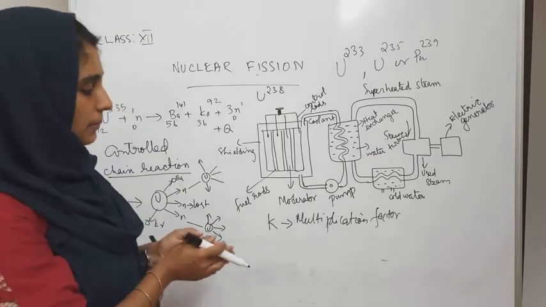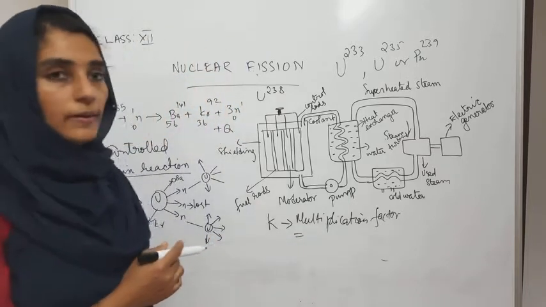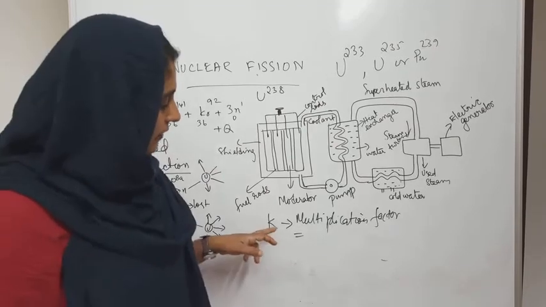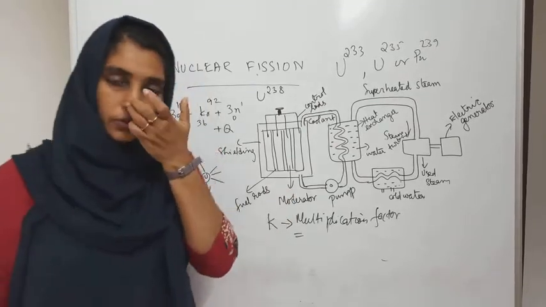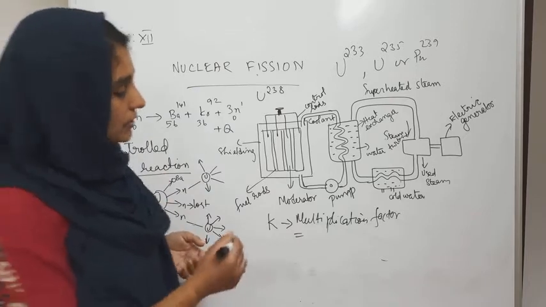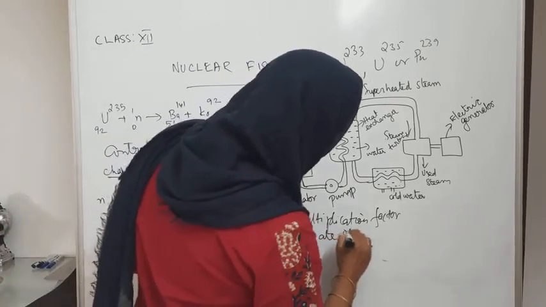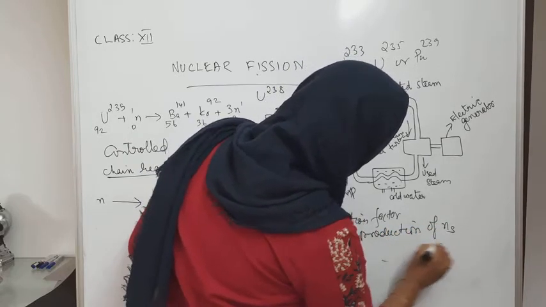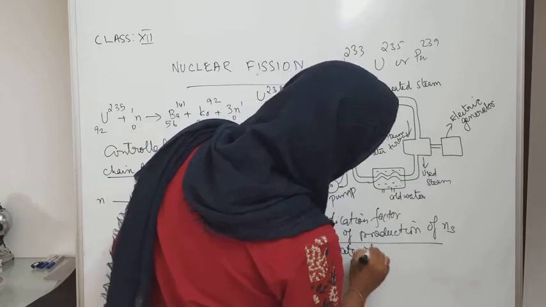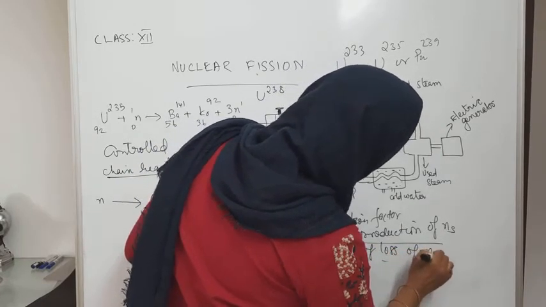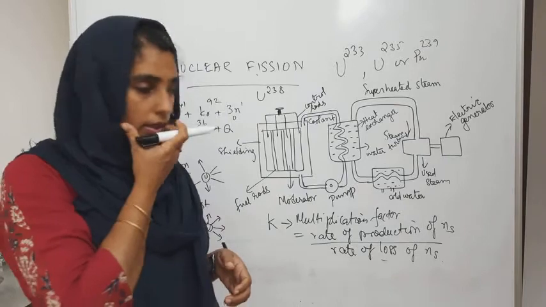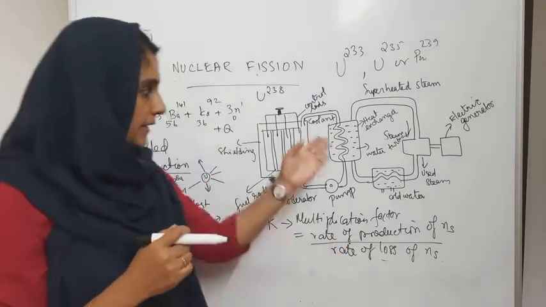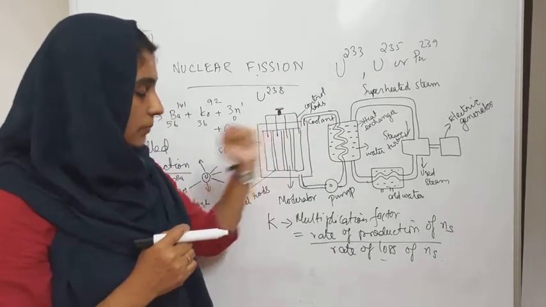So how can you define the multiplication factor? It is a simple ratio which gives the rate of production of neutrons to the rate of loss of neutrons. How are neutrons lost? They are leaked out, absorbed by the coolant, absorbed by the control rods, and so on.